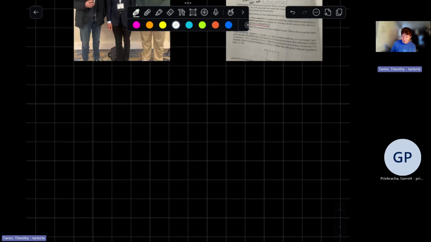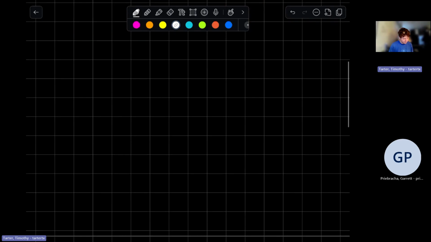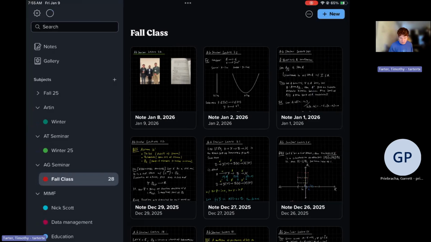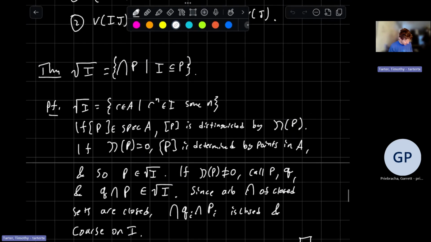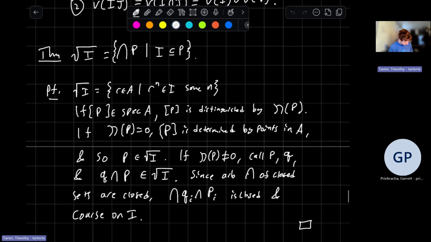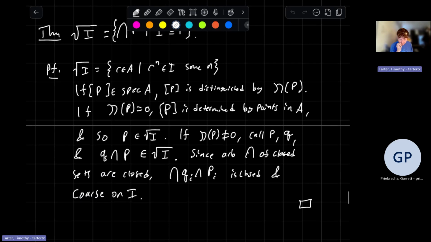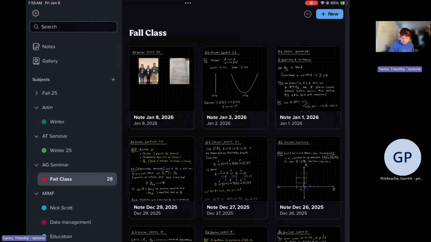Anyway, on to the actual topic of today. We are finishing up section three, and since it's been about a week, let's see where we left off. We left off at the radical ideal.